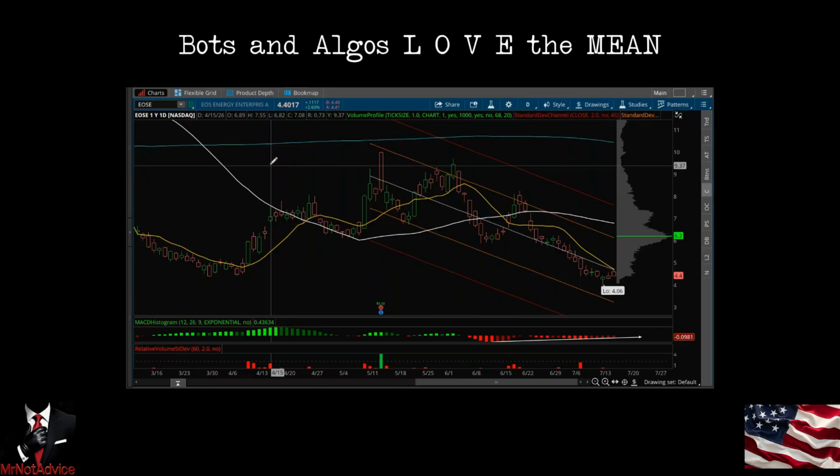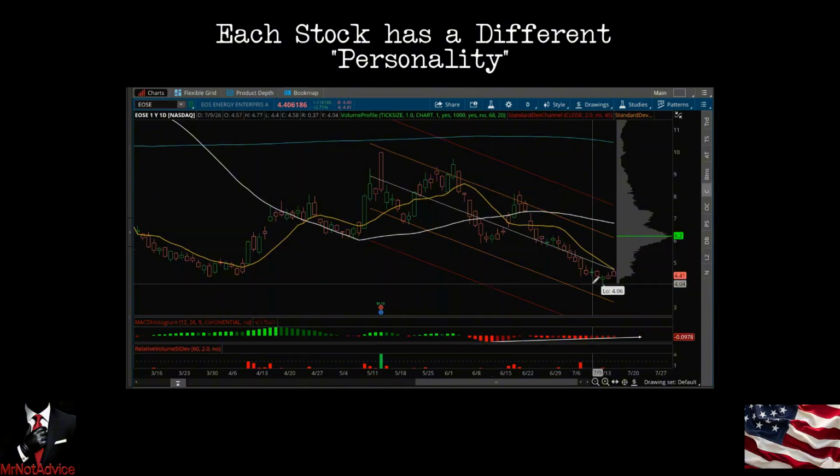Oftentimes, though, price is not going to give you that clear of an indicator relative to the standard deviation channel. So you have to drill down and look at the individual personality of the stock price and how it reacts to the 45-day standard deviation channel.